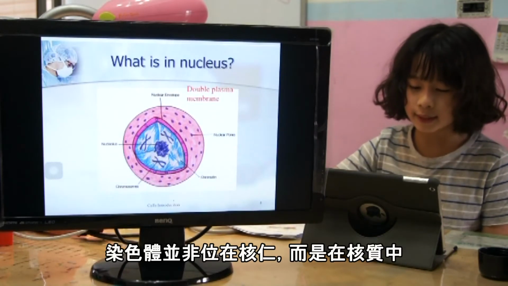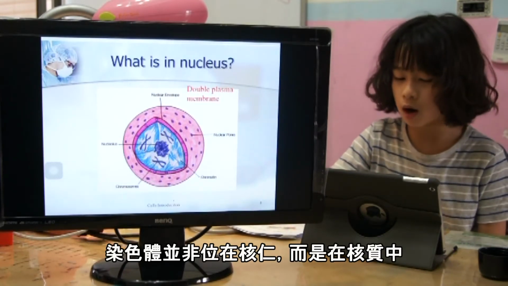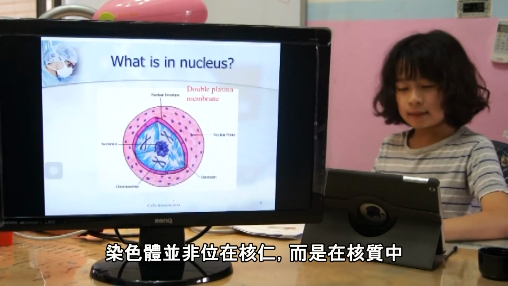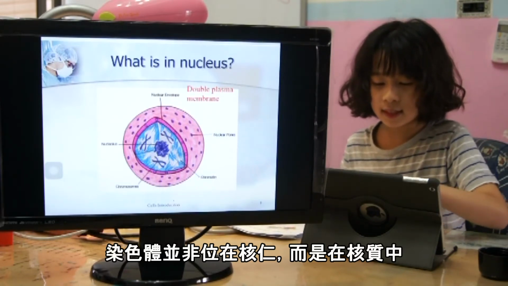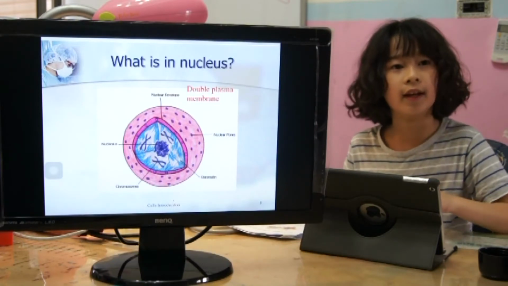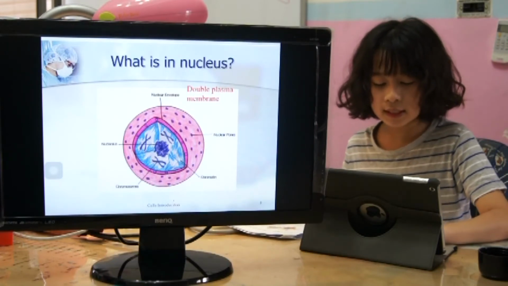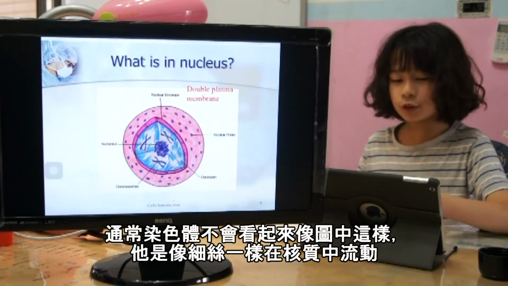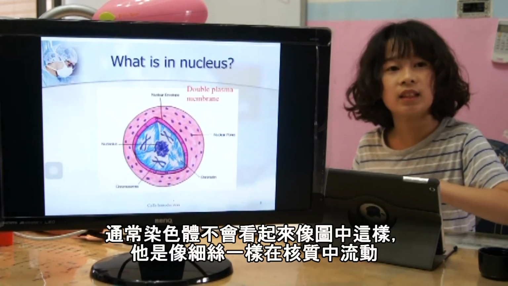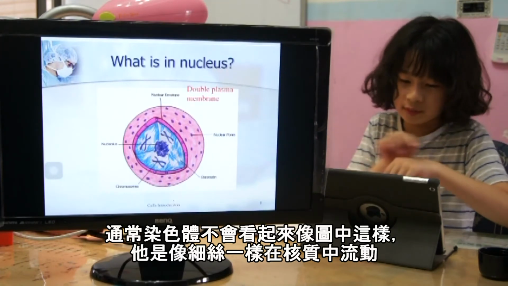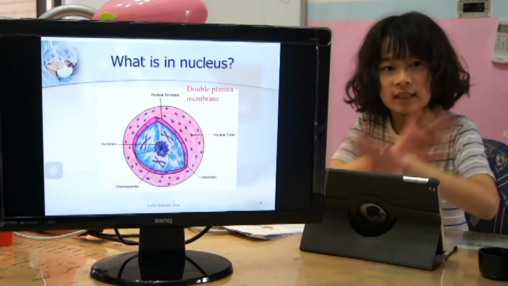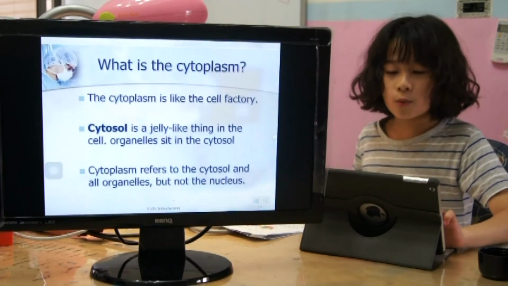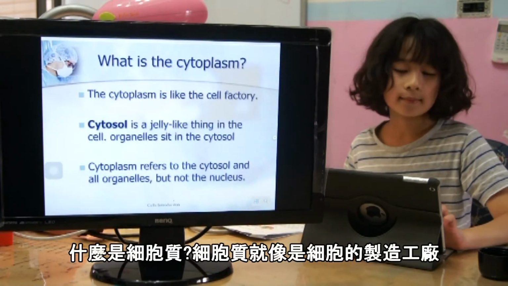And you see, this is a chromosome. It just floats in the nucleus. Usually a chromosome doesn't look like that. It floats around and looks like a lot of thread or something. It's very messy.